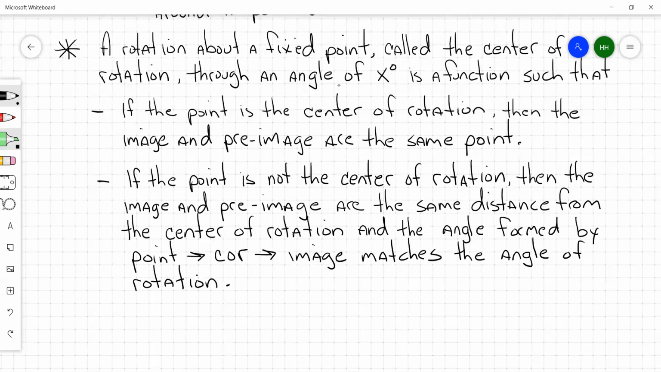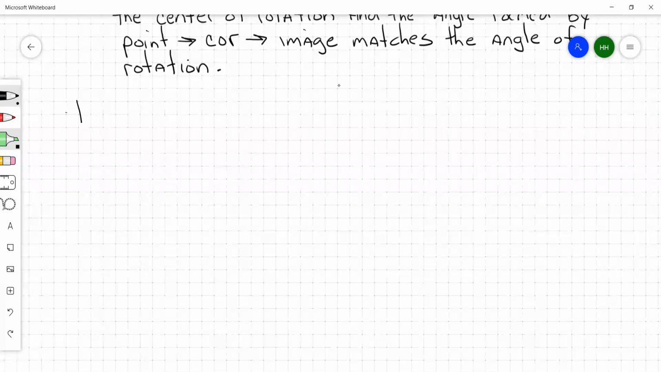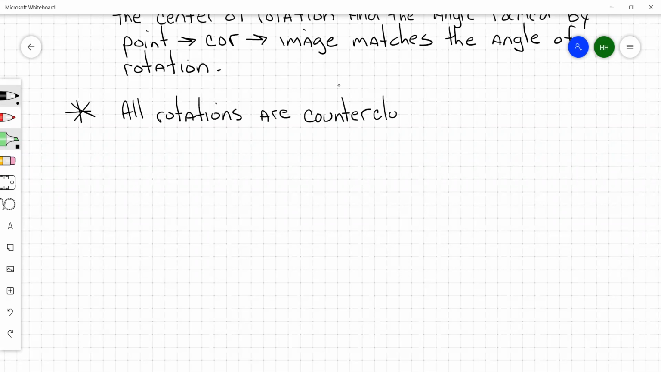All right, we're going to say this. All rotations are counterclockwise unless stated otherwise.